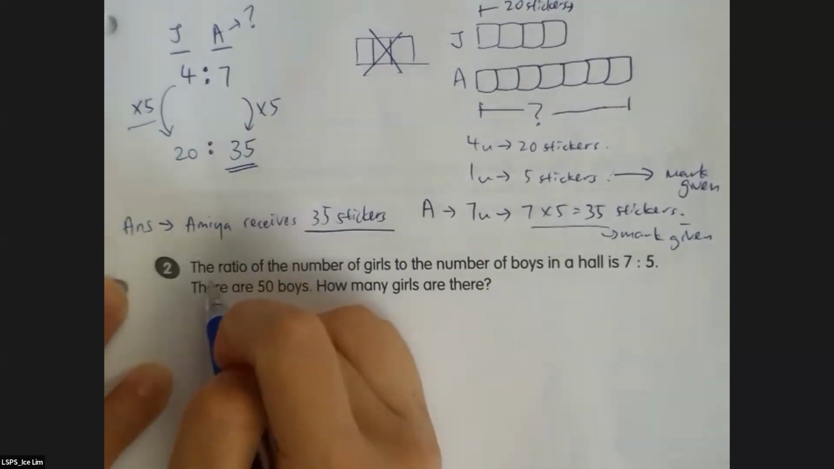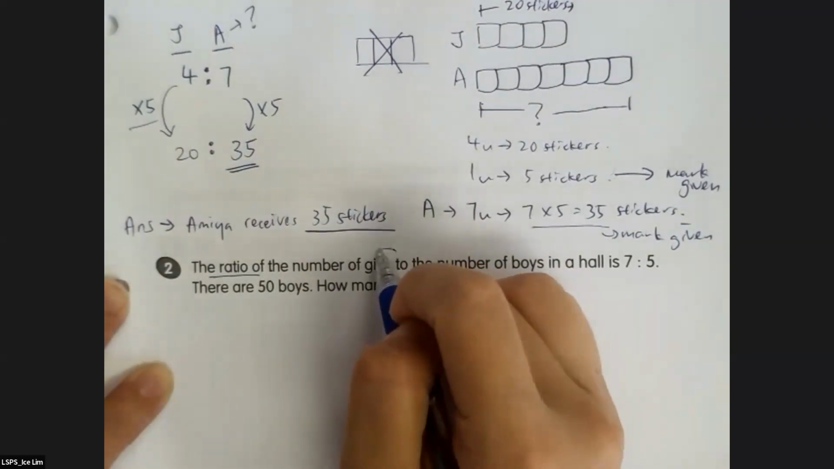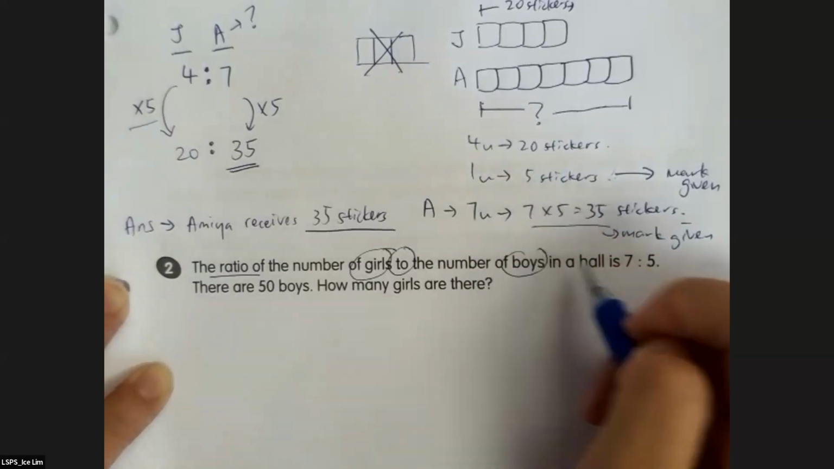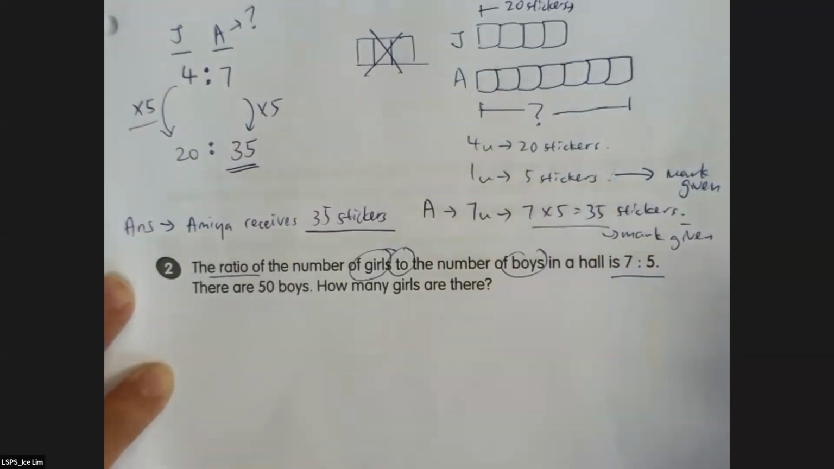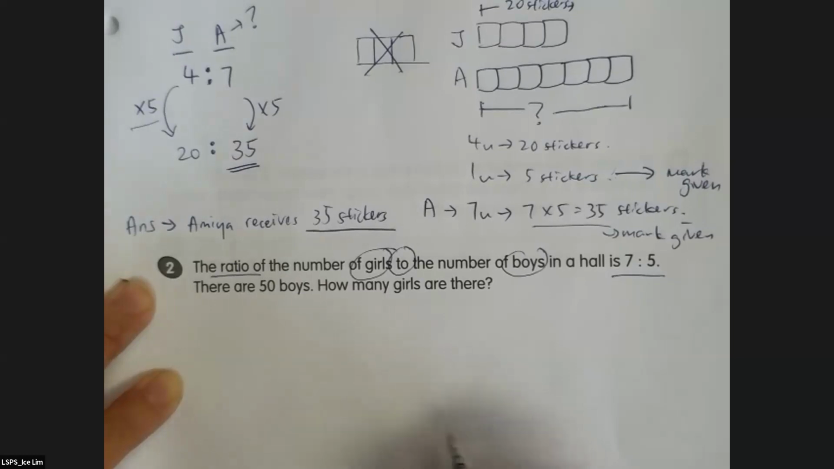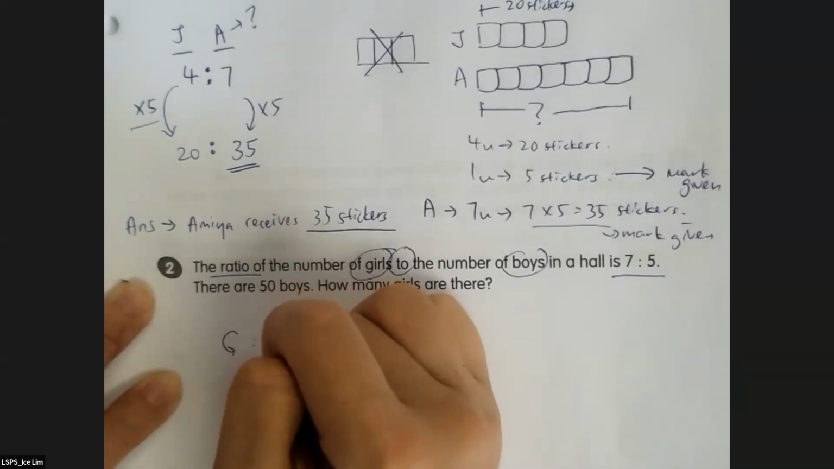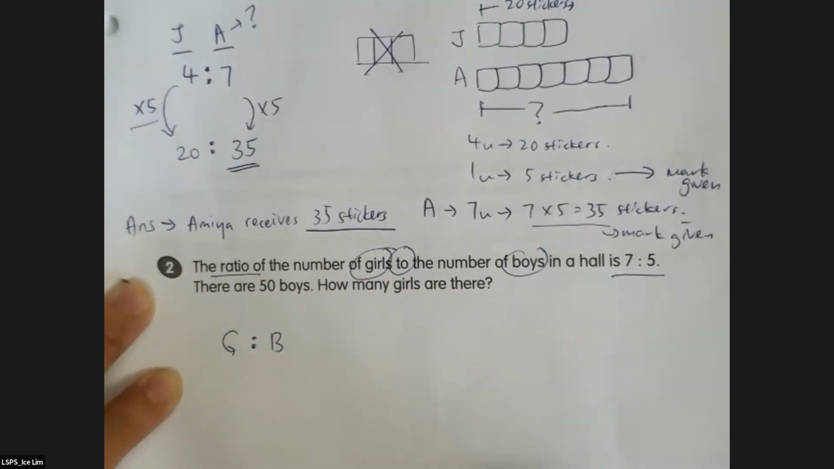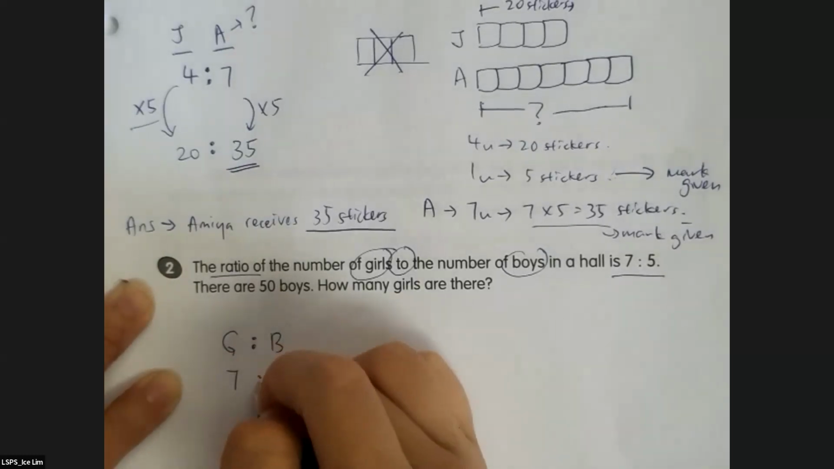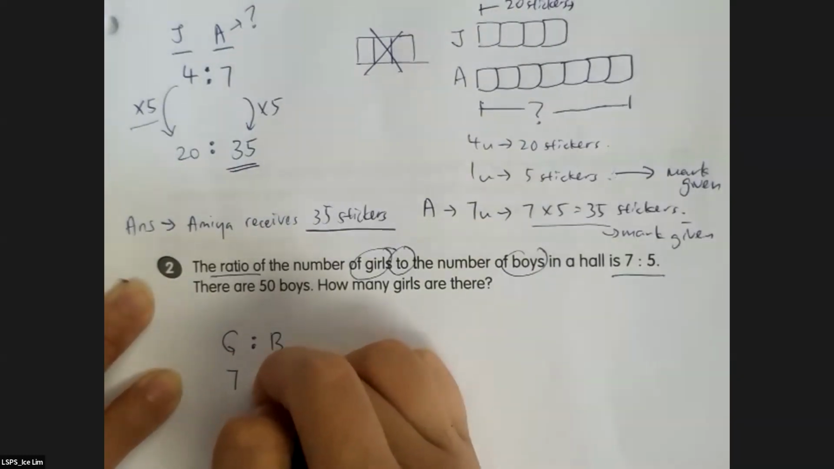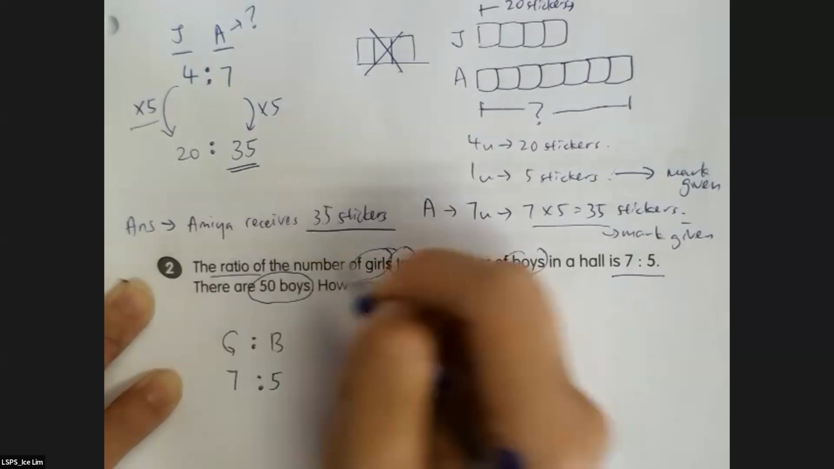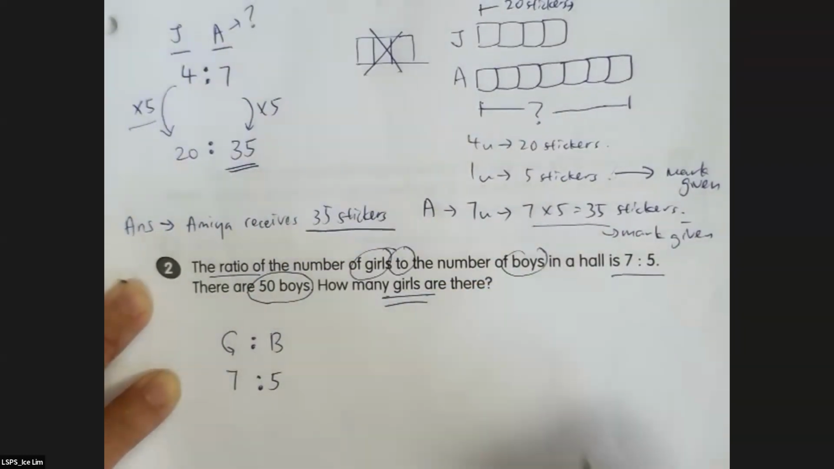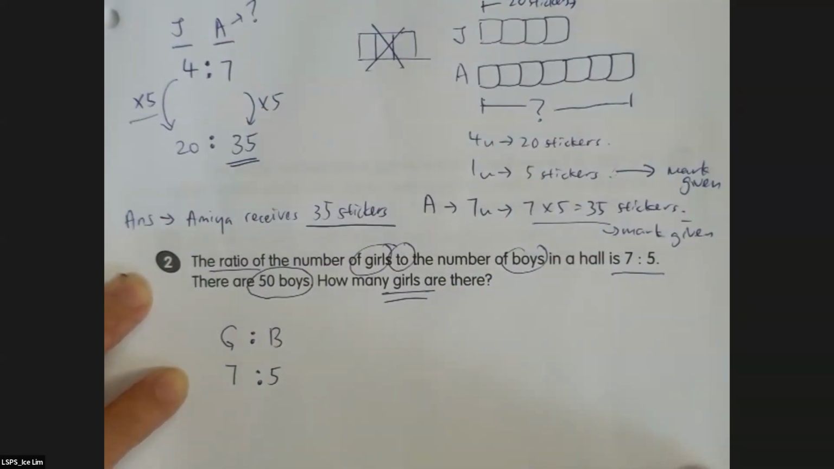So now there's this ratio of girls to boys is 7:5. Then I can write down already. Girls to boys, 7:5. There are 50 boys. The question asks for girls. Now it's not asking for total, so not a problem.